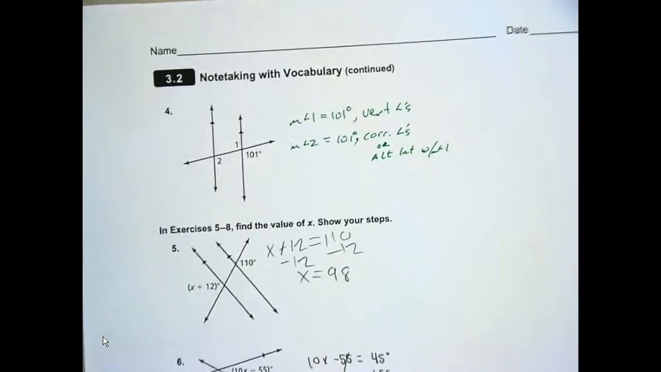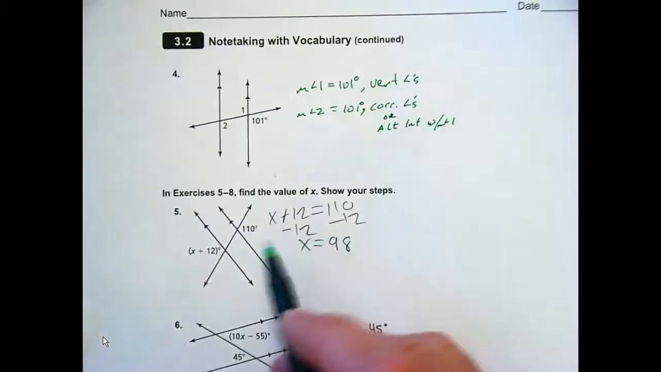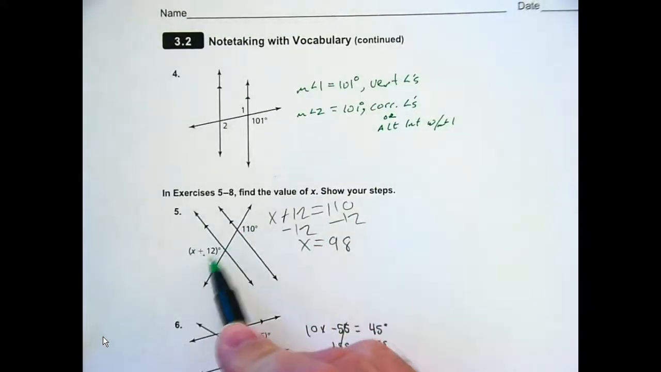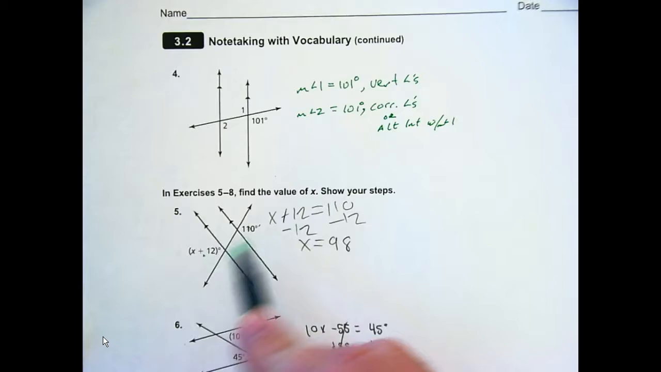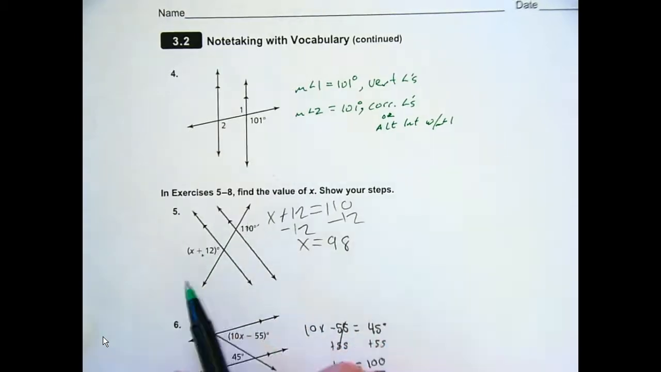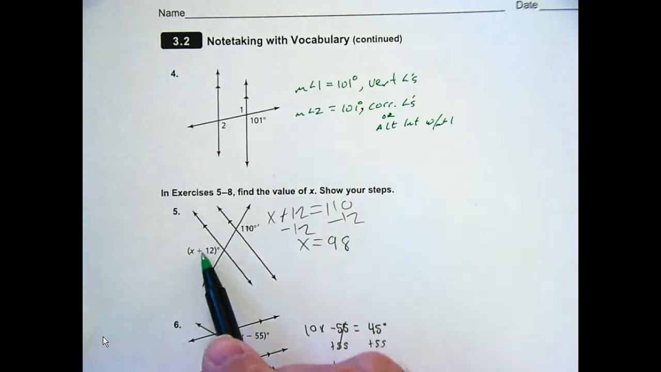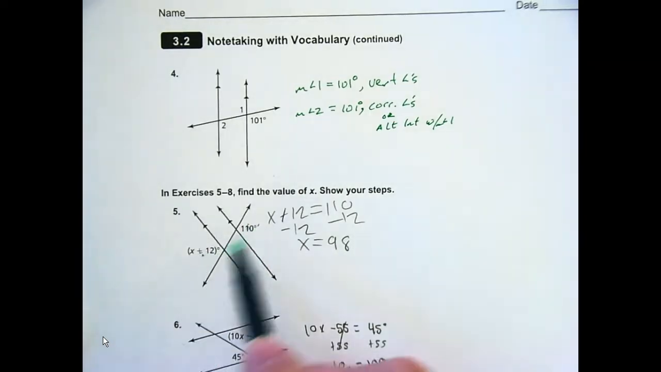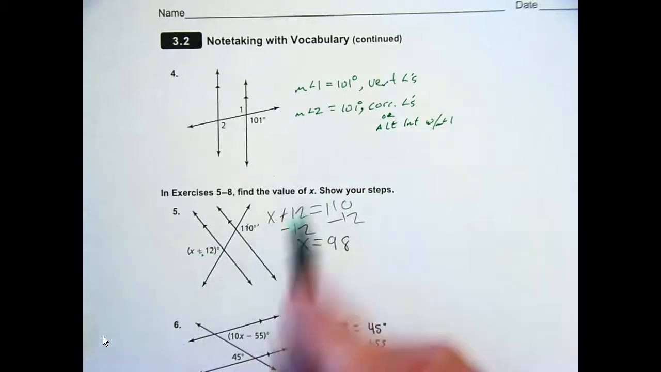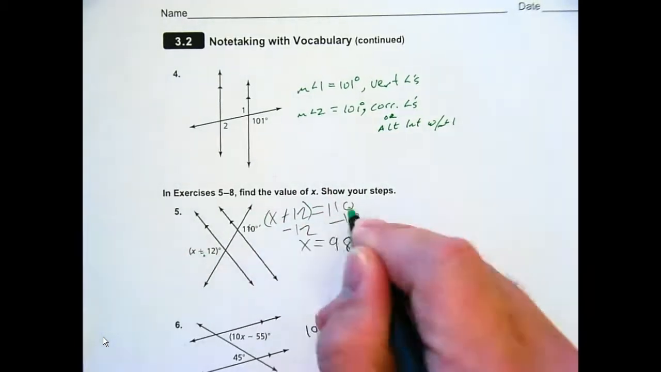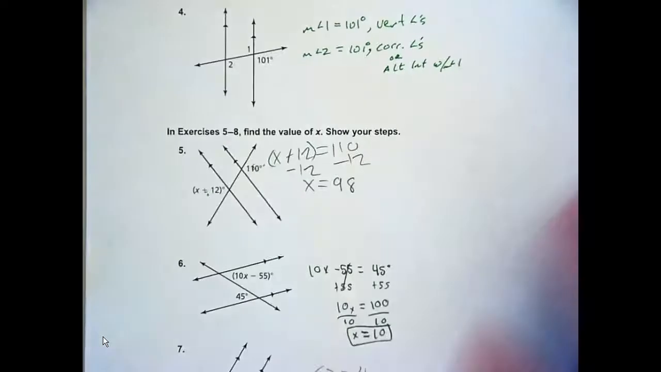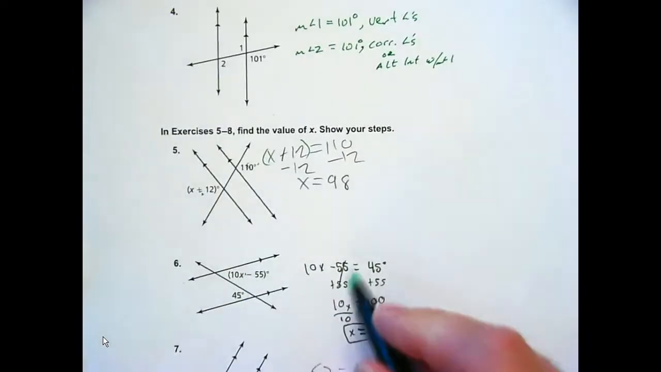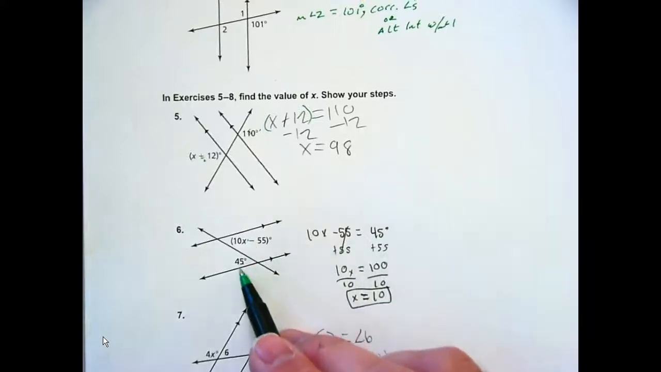All right, let's check number 5. 98. Good. So we say x plus 12 equals 110. Why are those equal? Go ahead, Muti. Good. Based on alternate exterior, those are congruent. Therefore, x plus 12 equals the 110. Solve: x equals 98. Based on alternate interior, these are congruent. Therefore, we set that up. We get x equals 10. 10x minus 55 equals 45.